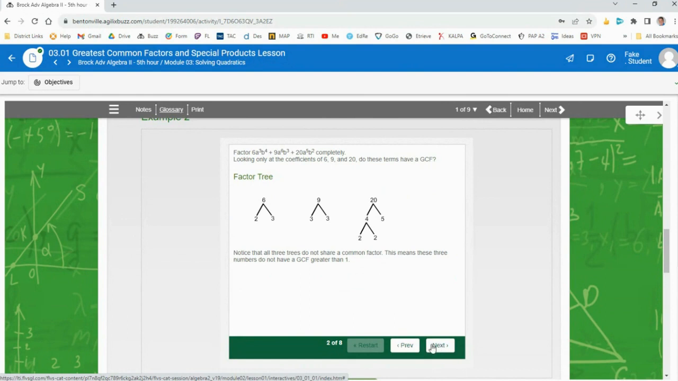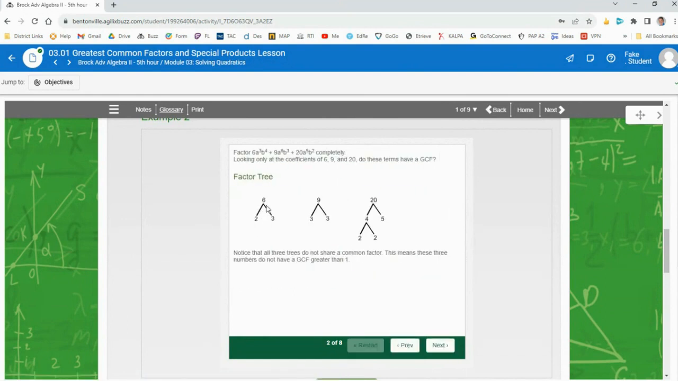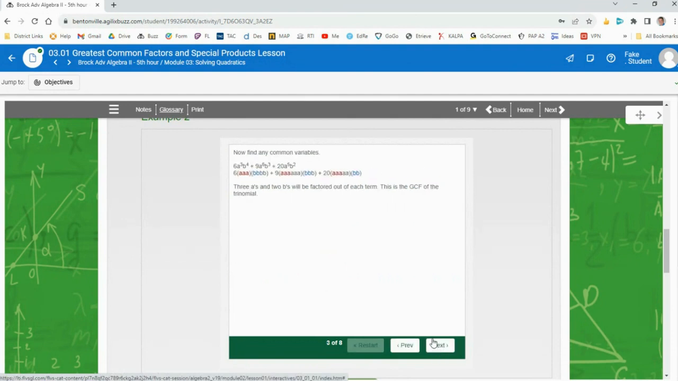And they did it with a factor tree. You can either do it with listing the factors, or you can do it with a factor tree. 2 times 3, or 3 times 3, or 4 times 5, which is 2 times 2, or any other factors in there. 2 times 5 would be 10, and all that kind of stuff. But not one greater than 1. So then they looked at the 3 A's and the 4 B's, and the 6 A's and the 3 B's, just like we did, and factored out 3 A's and 2 B's, A to the 3rd B squared.